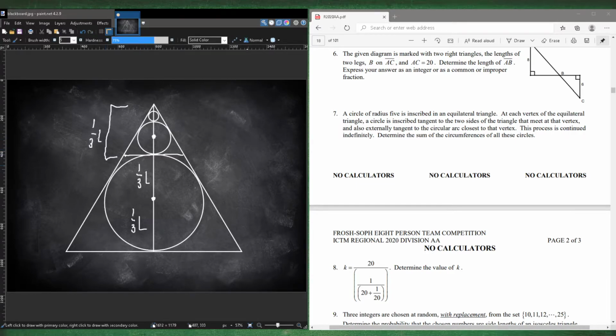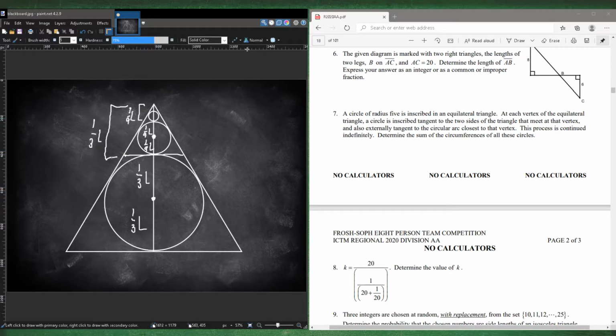So it's just 1/3 of the 1/3, which is 1/9 L. And this will also be 1/9 L because that's the same radius circle. So then this thing will now be 1/9 plus 1/9, which is 2/9. But this is 1/3, which is also equal to 3/9. So 3/9 minus 2/9 is 1/9. So that length is now 1/9 of your entire length.